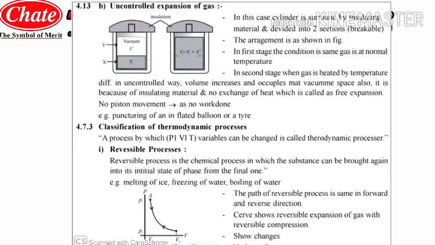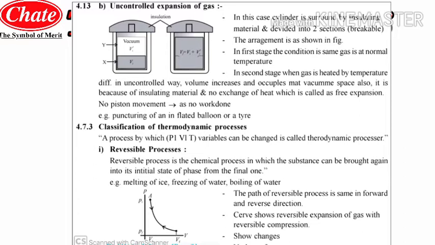Now in the second stage, the gas is heated by a temperature difference in an uncontrolled way. They have given the information that we have to heat that gas in an uncontrolled way, meaning there will not be any limit to heating that gas. So the volume increases and occupies the vacuum space also. It is because of the insulating material and no exchange of heat, which is called a free expansion, with no piston movement and no work done.